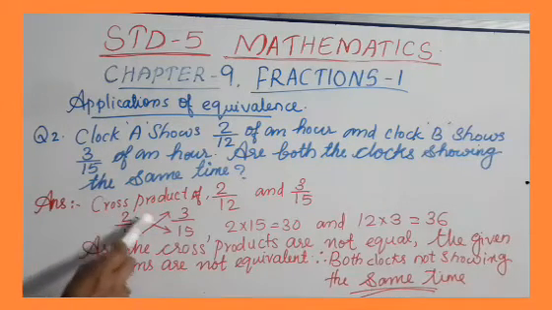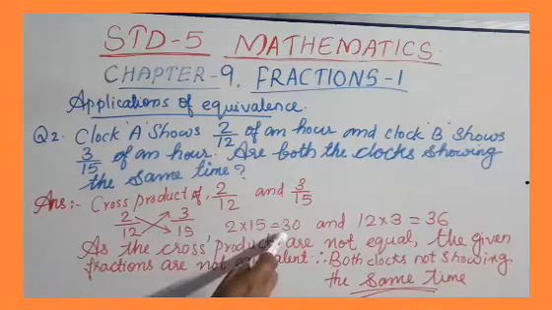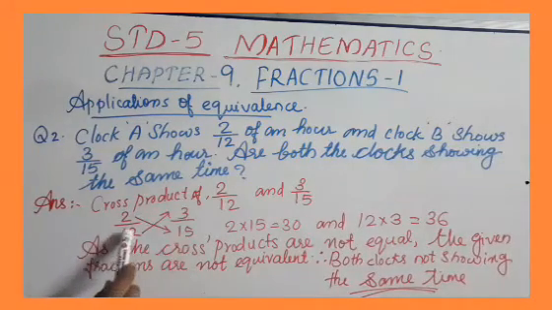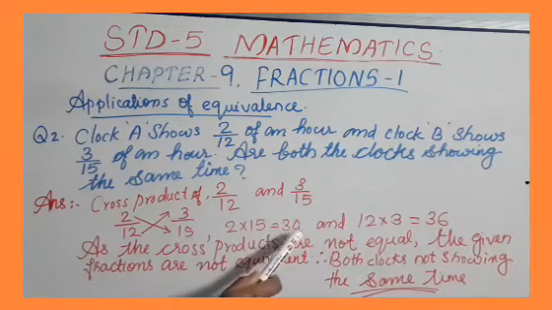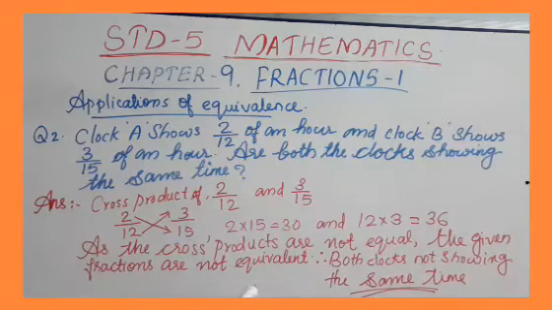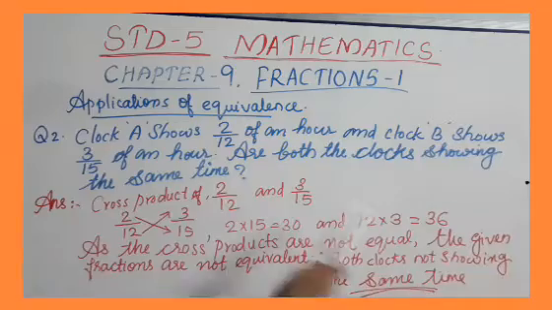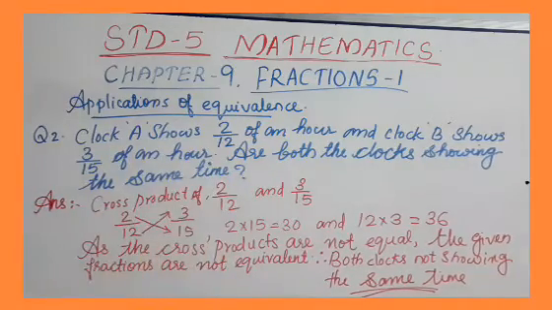So multiply 2 with 15, 2 into 15 is equal to 30, and 12 with 3, that is 12 into 3 is equal to 36. Here look, the first cross product is 30 and the second one is 36. That shows these two cross products are not equal. As the cross products are not equal, the given fractions are not equivalent. Therefore both clocks are not showing the same time. These two times are different. Clear, children? Okay, so everyone write these two questions in your notebook.